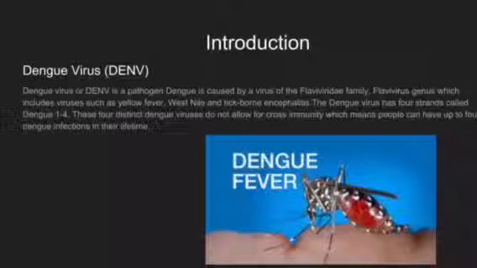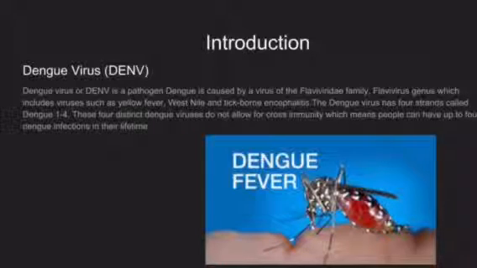Dengue virus, or DENV, is a pathogen that is caused by a virus of the Flaviviridae family, Flavivirus genus, which includes viruses such as yellow fever, West Nile, and tick-borne encephalitis. The dengue virus has 4 strands called dengue 1 through 4.